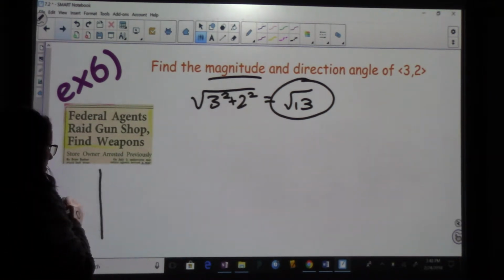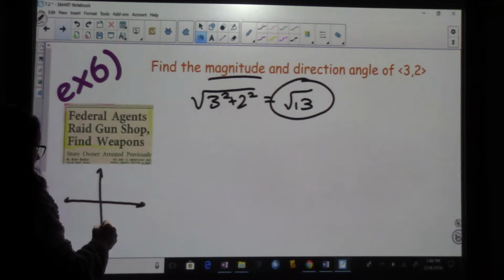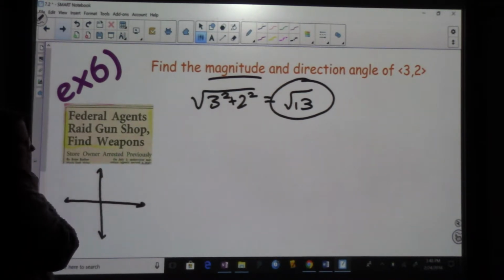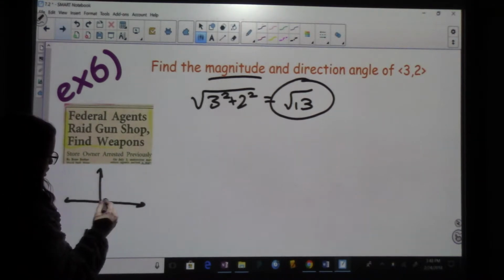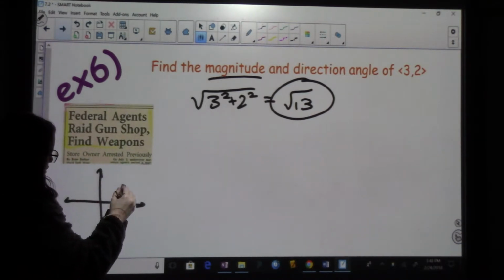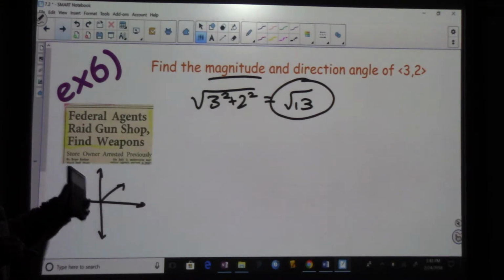Now, we always need to sketch a graph. Just a little tiny sketch over here. Nothing extremely important to be accurate or anything. We're just in the first quadrant. So we're at 3, 2. So somewhere in the first quadrant is where my angle should be.